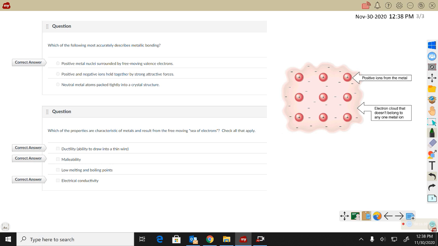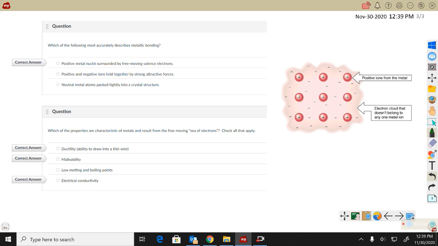But from this last question, we do know that this structure of metals is what allows for a lot of the unique properties of metal, that they're malleable and ductile. Ductile means that we can draw it into a thin wire. Malleable means we can pound it into a thin sheet.